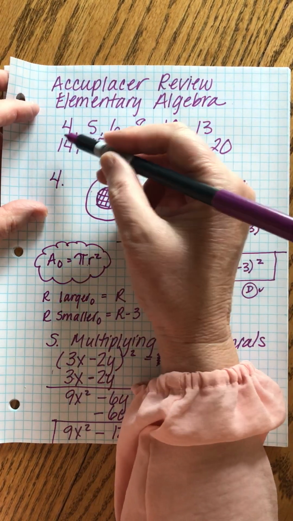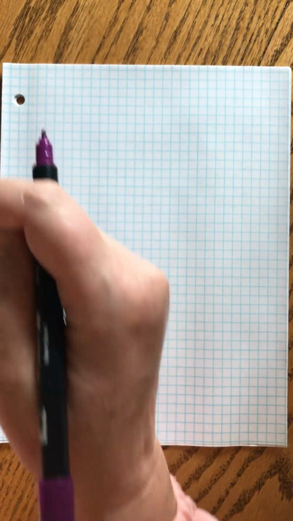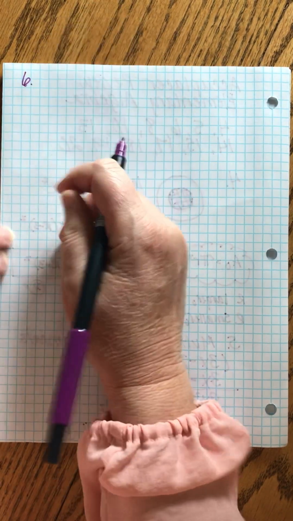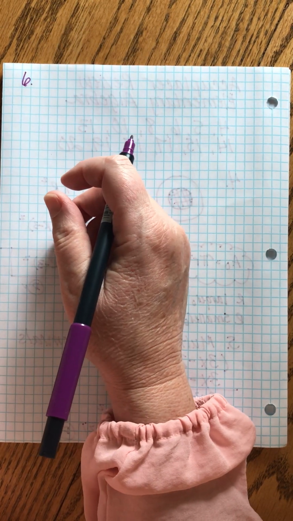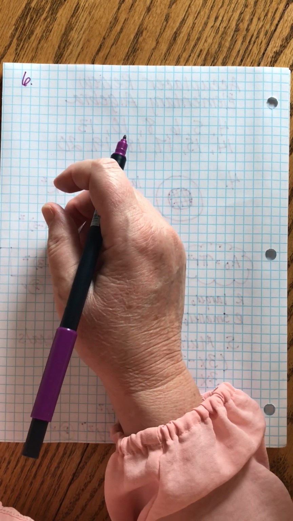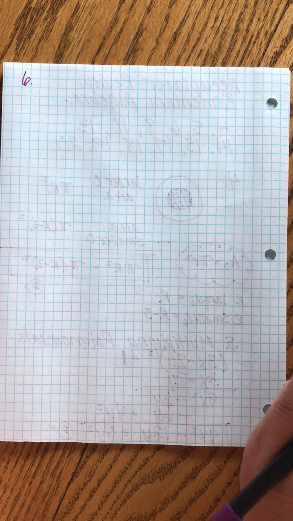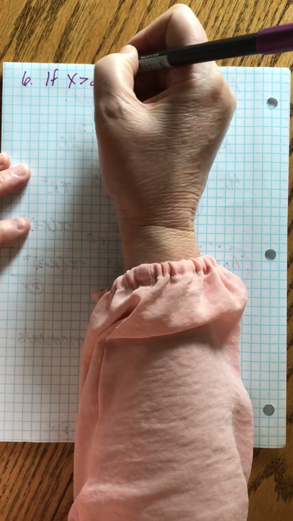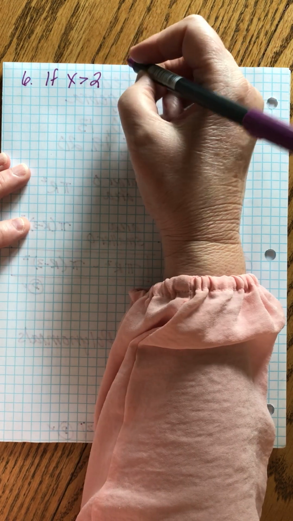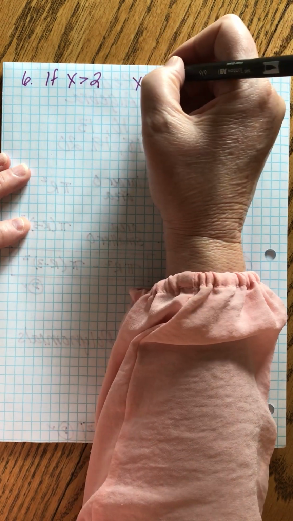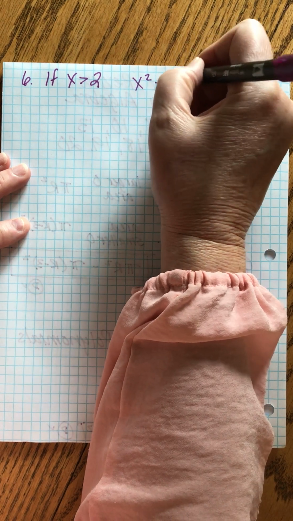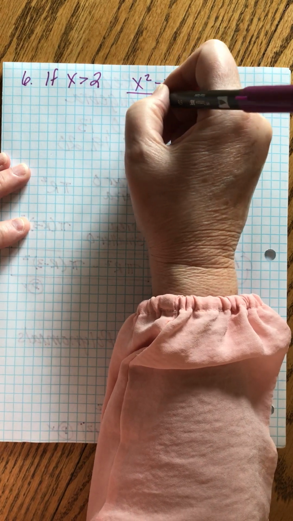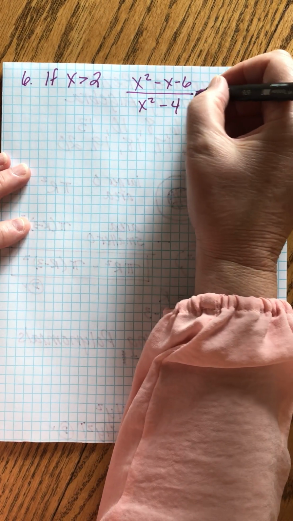So we've done 4 and 5. We're on to number 6. Turn the page. It says, if x is greater than 2, and we'll talk about why that's necessary, then (x squared minus x minus 6) over (x squared minus 4) equals.